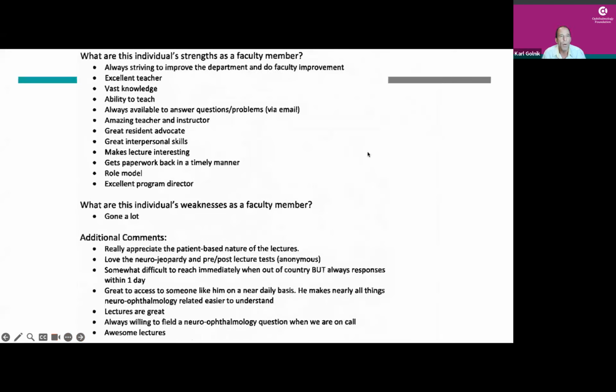And then this was the part of just the resident can add in their comments. So these are all of the comments collated by the secretary. What are the individual strengths? What are the individual weaknesses? For me, it was gone a lot. It's because I traveled too much probably. And then other comments that the residents made.